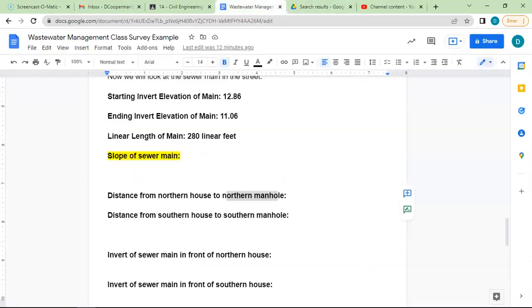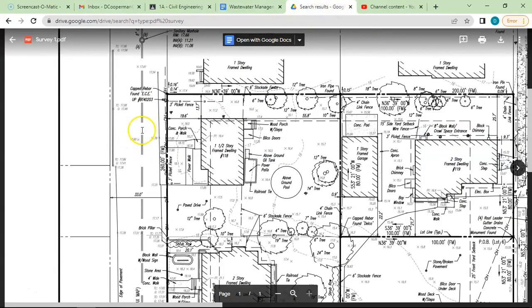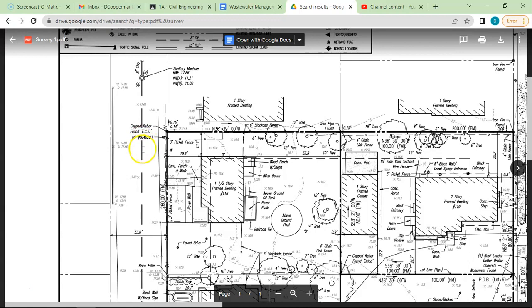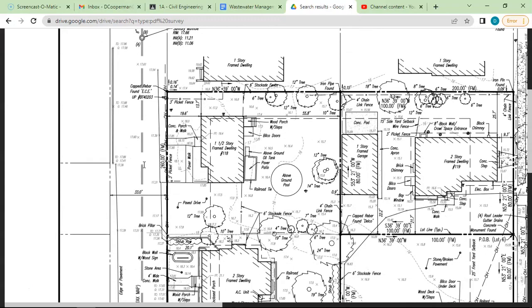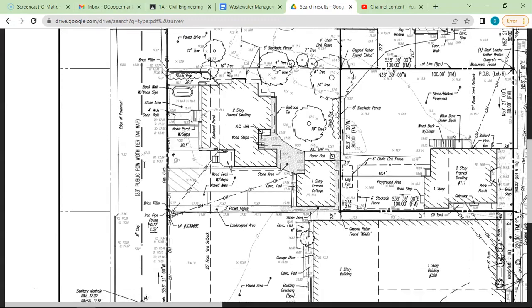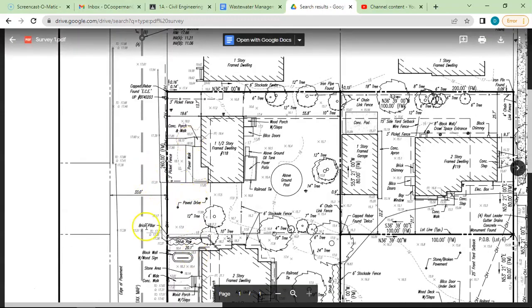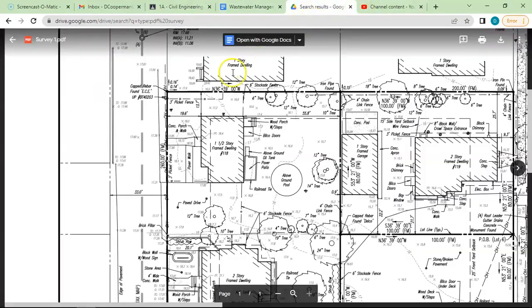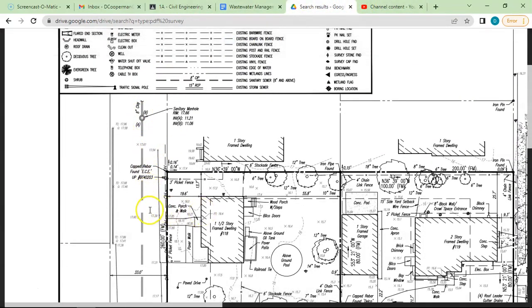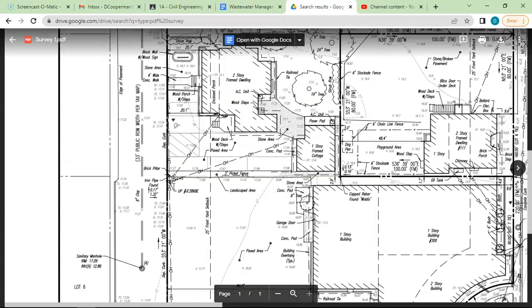So if the overall length we said was 280, again, you would calculate this if you actually had the real survey in front of you with the scale, but that would be 1, 2, 3, 4. It's about 1/5 of the distance, roughly. Let's just say 50. It's 50 feet away. So the distance from here to where the sewer lateral will be from this northern home, it will be 50 feet.